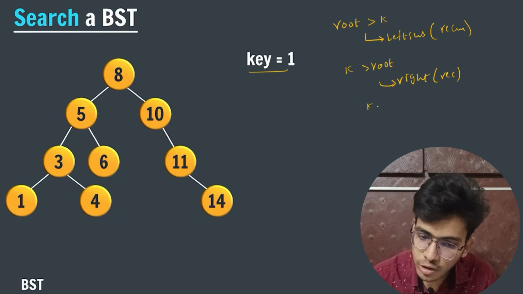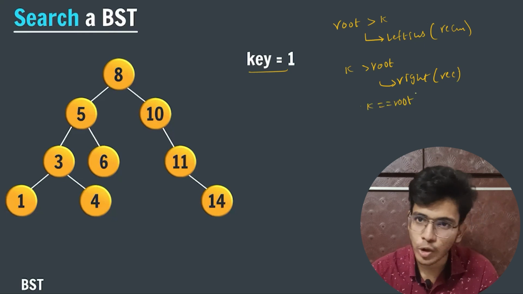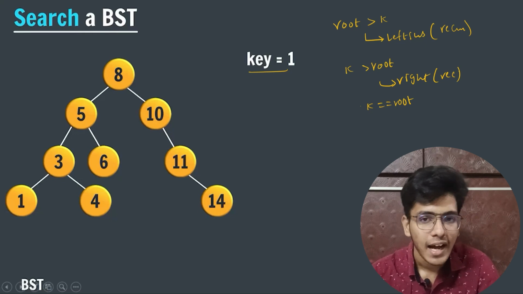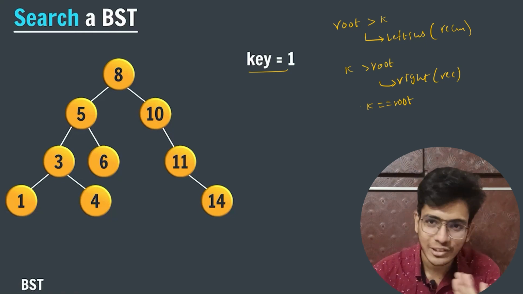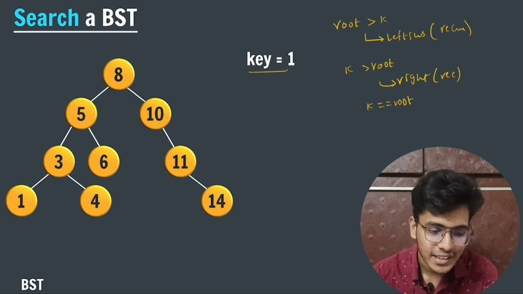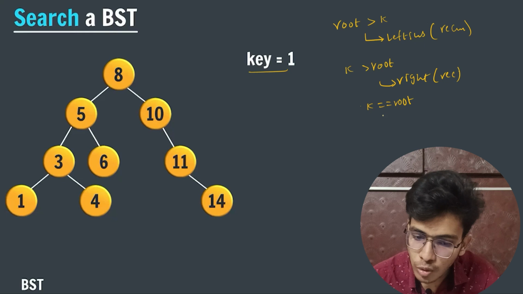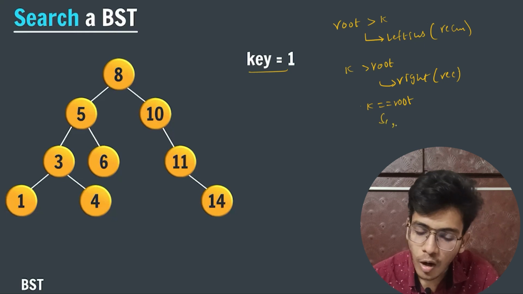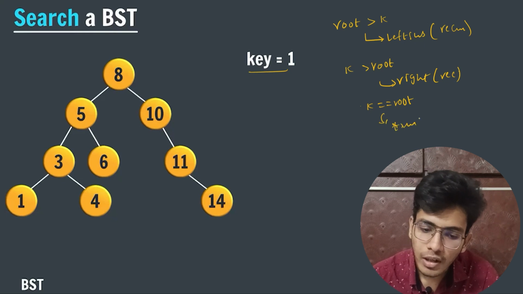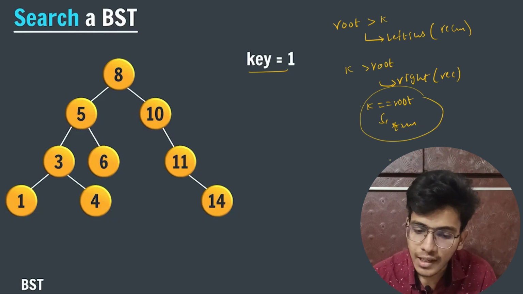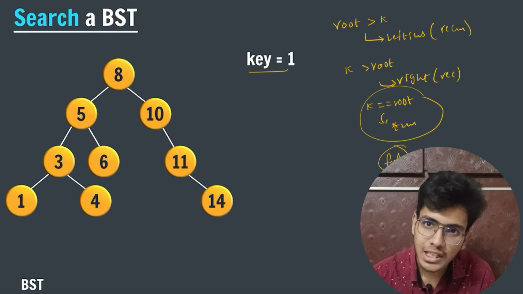If my key is equal to root, this is very similar to binary search, but instead of a linear data structure we are calling it for a hierarchical data structure. That's all. There is no difference at all. Both are basically the same. So if my key is equal to root, then I will print, or you can say return true. If I didn't reach the case and my number of levels are completed, then I will return false. So this is how searching will work.